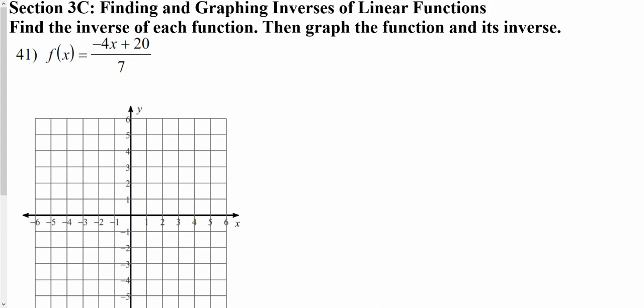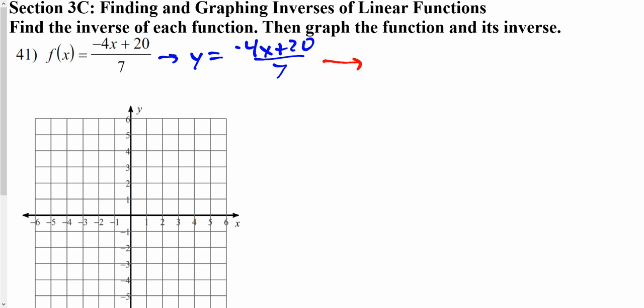So now we're going to go ahead and look at inverses. For inverses, we need to, first of all, it says to graph the function and its inverse, but we also need to find the inverse. We'll find the inverse first, and then we'll end up graphing both of these. So to find your inverse, now what we have right here is identical to y is equal to negative 4x plus 20 over 7. So remember, f of x and y are the exact same thing.